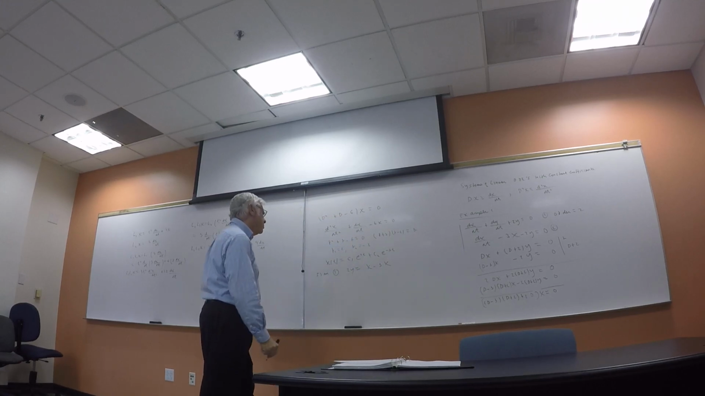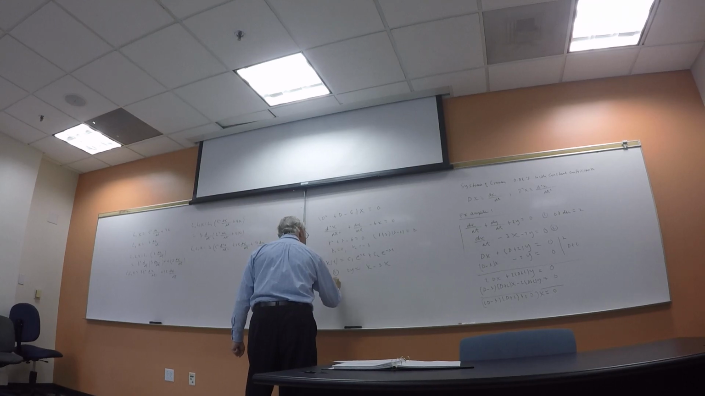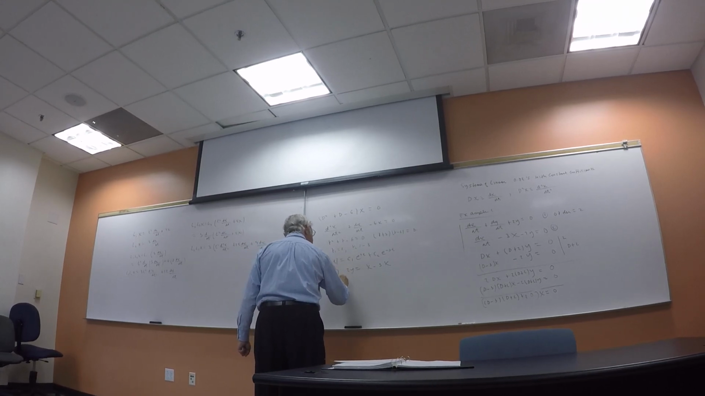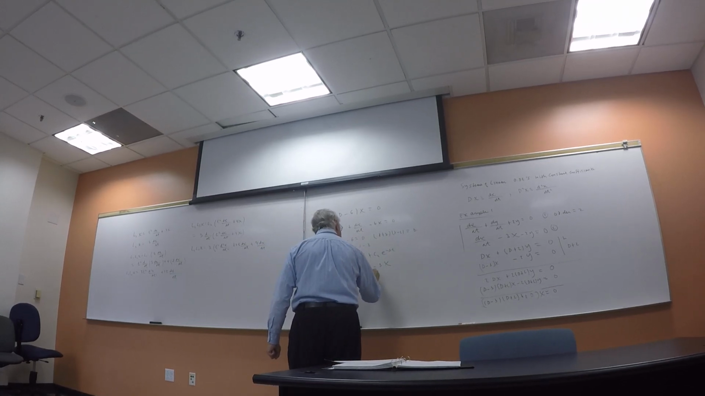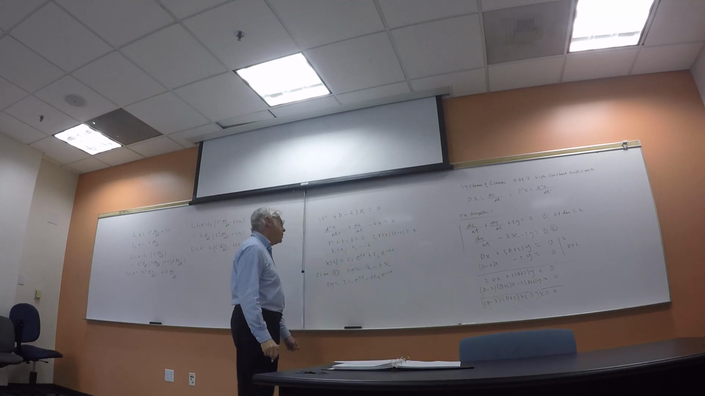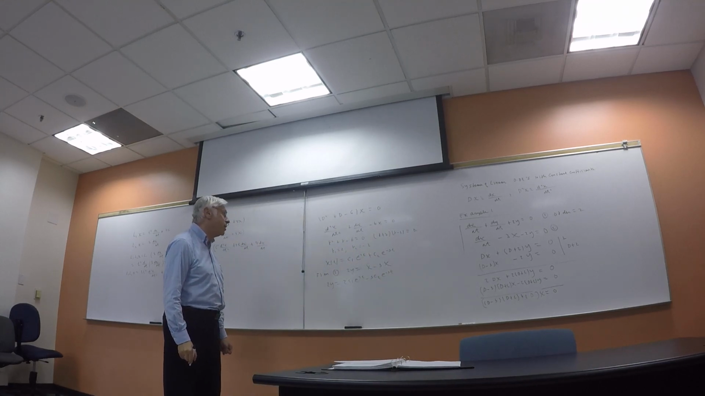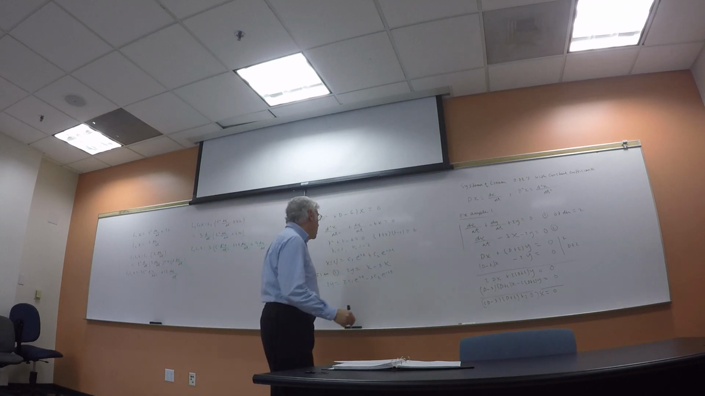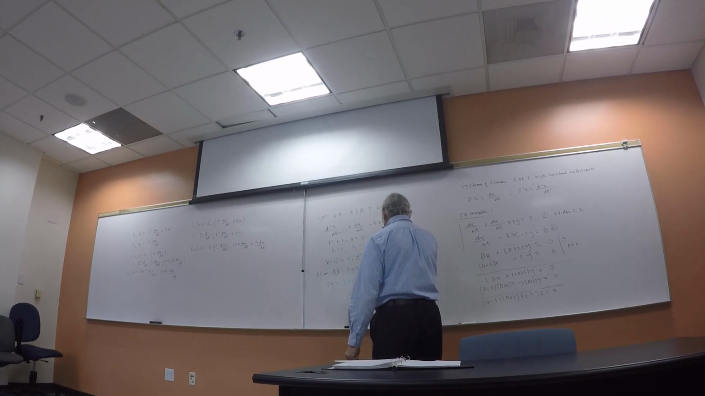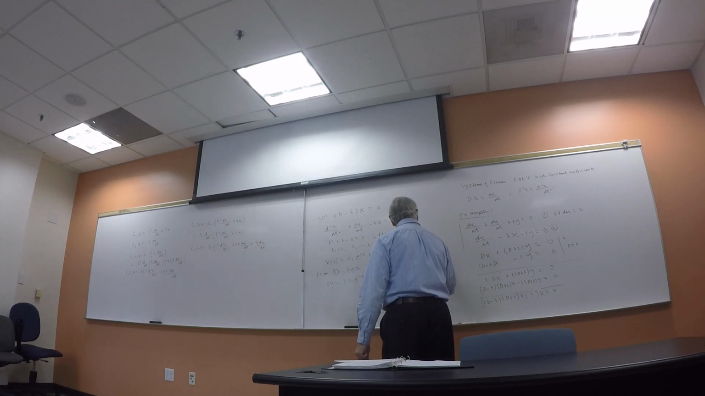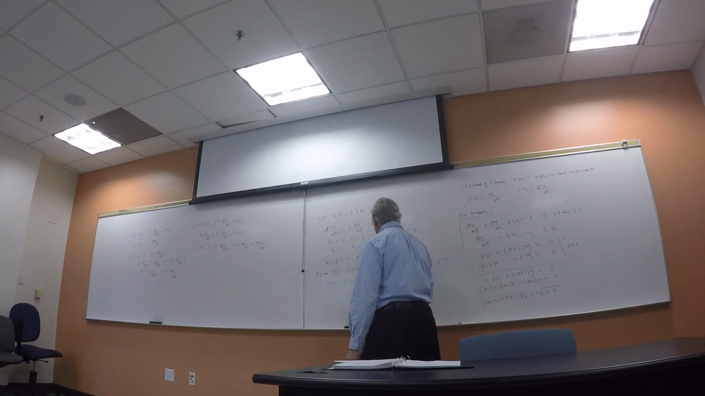And now you just plug in. So 2y is equal to, what's dx dt? 2c1 e to the 2t minus 3c2 e to the minus 3t. I need dx dt, which is 2c1 e to the 2t minus 3c2 e to the minus 3t, minus 3 times x. So it's minus 3c1 e to the 2t minus 3c2 e to the minus 3t.